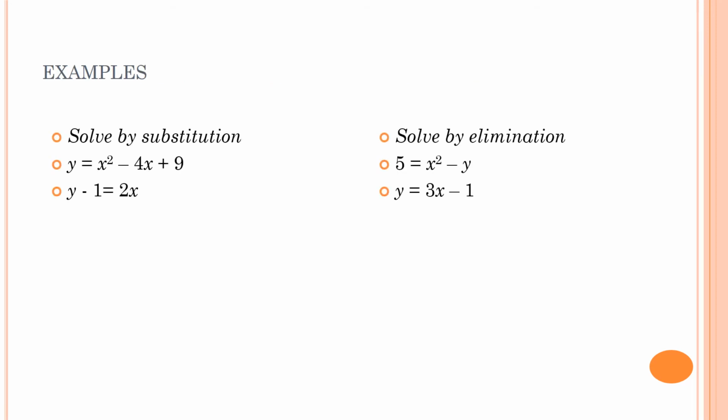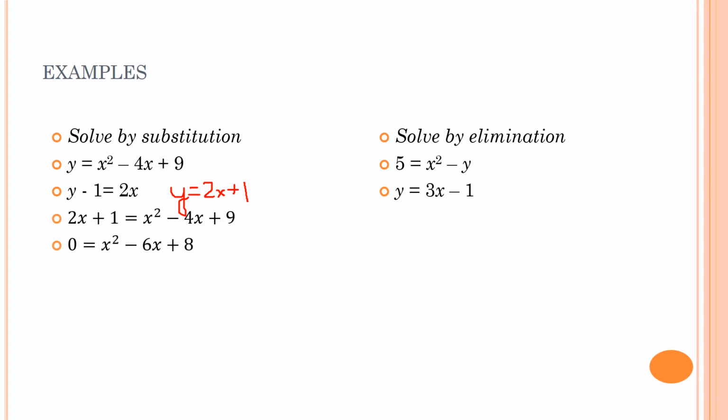Here's some examples for you to try. Do the left side by substitution, do the right side by elimination. Pause the video at this point to give yourself a chance to do them on your own. Let's take a look at the substitution side. So the first thing I need to do is add 1 here so that I get y equals 2x plus 1. That puts it in slope-intercept form for me.